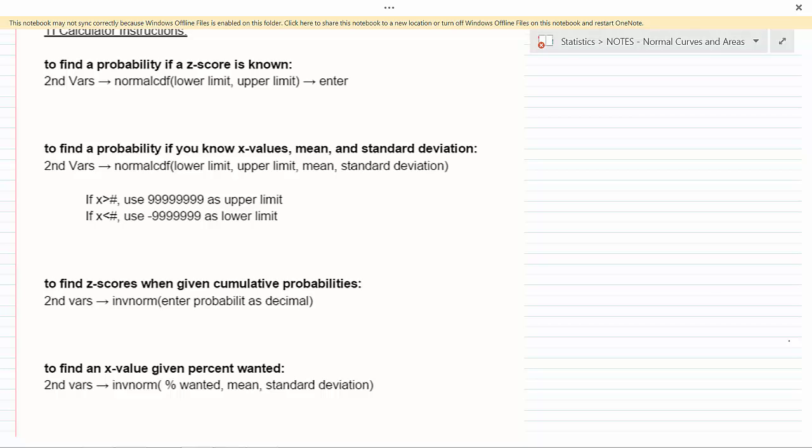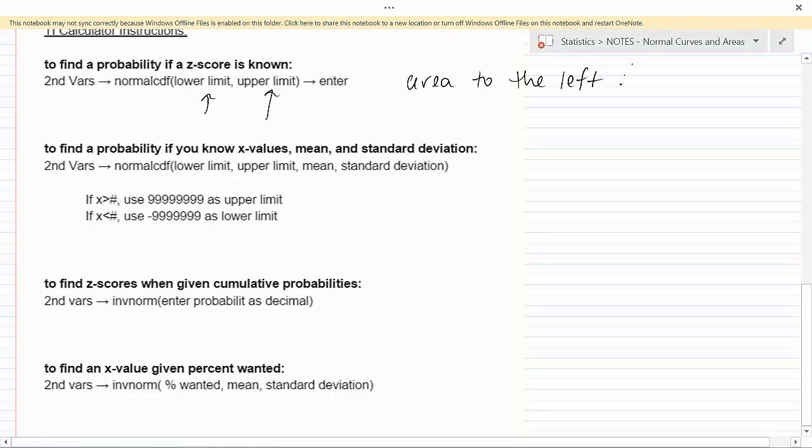And on the input in your calculator, you can do this using your calculator. Notice you've got lower limit and upper limit. If you're looking for the probability that a value is between two z-scores, you're going to plug in the lesser one for the lower and the greater one for the upper. If you're looking for, say, the area to the left, then for your lower, you want to use something like negative 9999999. Just put a bunch of nines in there. And then your upper is going to be whatever that z-score was.